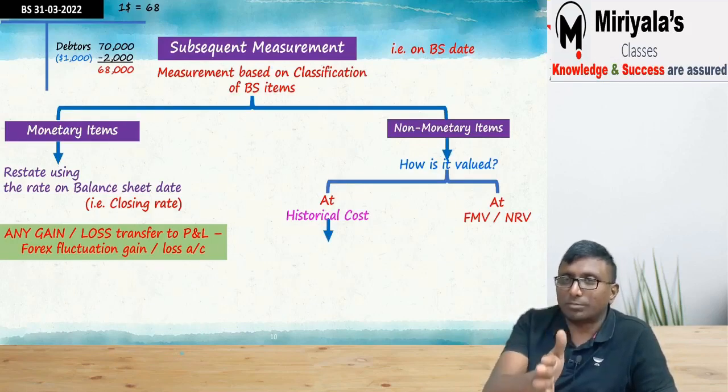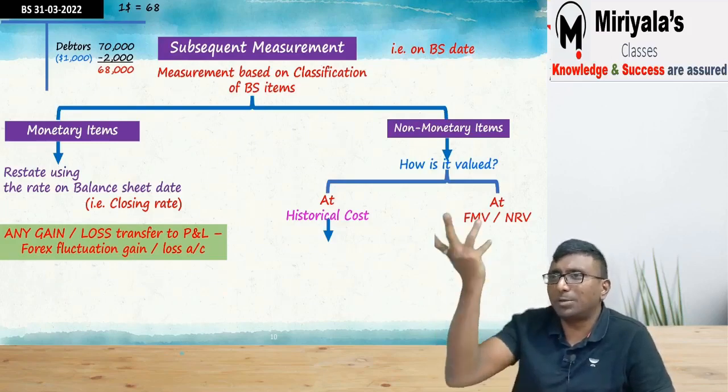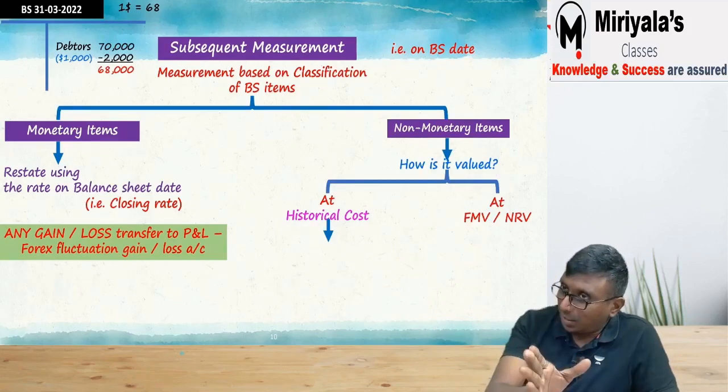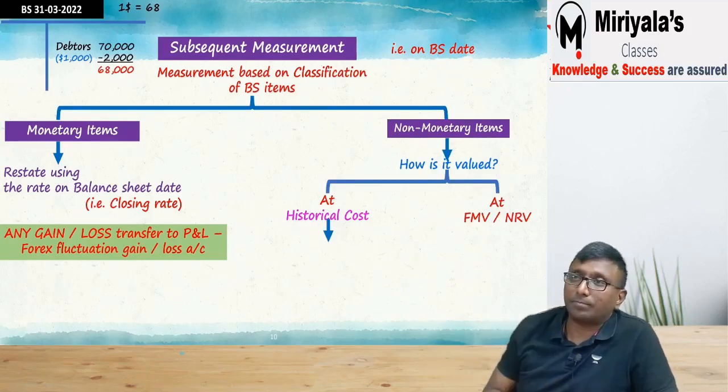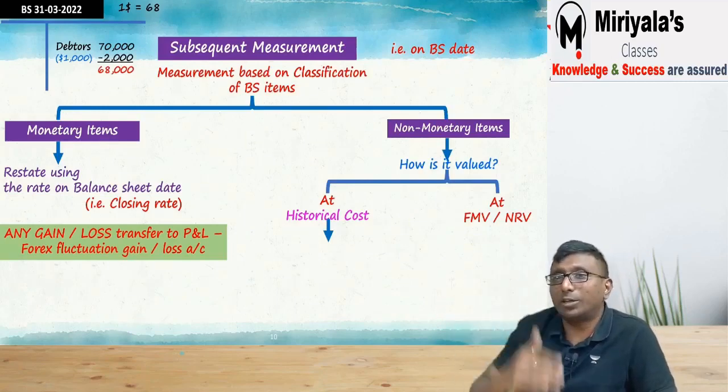Current year, which one? Cost. Next year, maybe cost, maybe NRV. But which one you tell me? If it is at cost, come to our side. If it is at NRV or FMV, come to the other side. Now, listen carefully.